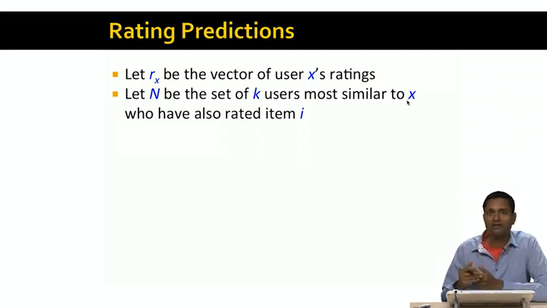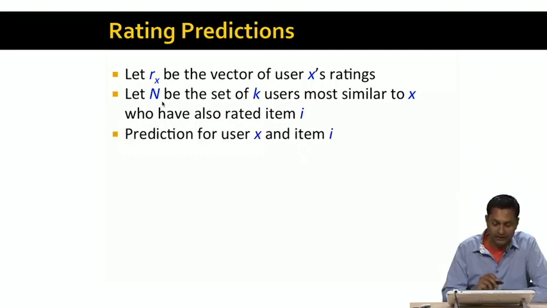We're going to go through the set of all users, compute the similarity between user X and every other user, and select the k users with the highest similarity values and call that the set N. But we also have to be careful, since we are trying to estimate the rating of item I by the user X. We want to make sure that this set N consists only of users who have actually rated item I. So N is actually therefore the set of k users most similar to X, who also happen to have rated item I.